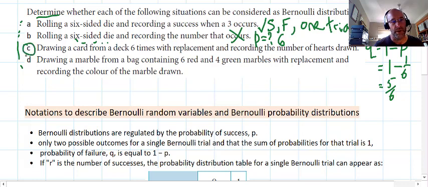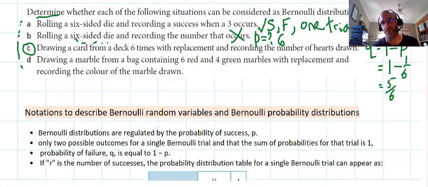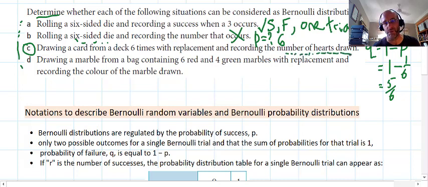Part C, drawing a card from a deck 6 times with replacement and then recording the number of hearts drawn. Well, number of hearts drawn, what outcomes are possible there? Well, we could have 0 hearts through to 6. If we're doing it 6 times, because it's with replacement, we could have 6, it's not likely. We could have 6, we could have 0, we could have in between. So that's not a success or fail. That one does not just have 2 outcomes. That is not a Bernoulli trial.